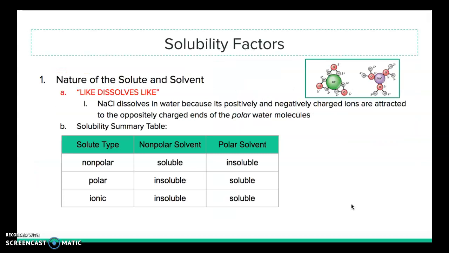Okay, so some factors that affect our solubility. The first one being the nature of the solute and the solvent. So that's probably a familiar phrase you've heard before: like dissolves like. You may have heard this in biology. So what this means is we have to go back to our bonding unit where we identified compounds as being polar or nonpolar or ionic. So remember we had covalent compounds that were polar or nonpolar, and then we have our ionic compounds.